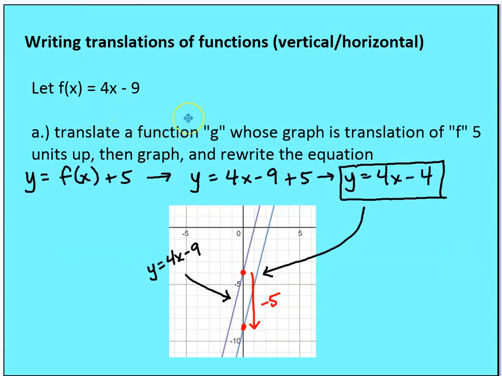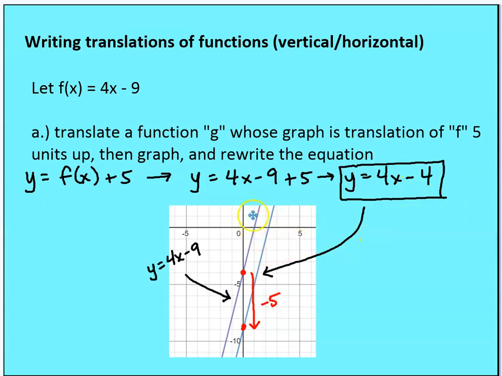All right, so I'm going to translate a function g whose graph is a translation of f, 5 units up. So I'm going to take f of x, I'm going to add 5 here. It's very important, at least initially, when you're creating these translations, that you start in this fashion and follow my path. And then as you get more proficient at these, you can start skipping steps. But please don't skip steps, at least for now. So I have y is equal to f of x plus 5, and that's g. So g is equal to this function f of x plus 5. And then I'm going to rewrite f of x as 4x minus 9. 4x minus 9 plus 5 ends up being y is equal to 4x minus 4.